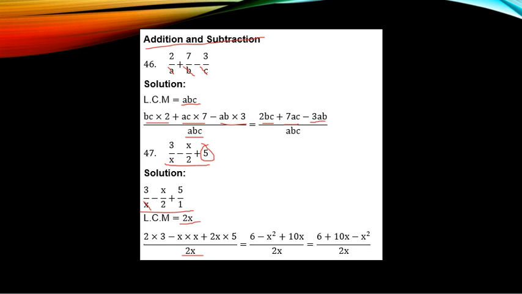Then 2 multiplied by 3 minus. You divide 2s by 2, you have s multiply by s. You divide 2s by 1, you have 2s multiply by 5. You multiply, you have 2 times 3, that is 6, minus s times s, s squared, plus 2s times 5, that is 10s.